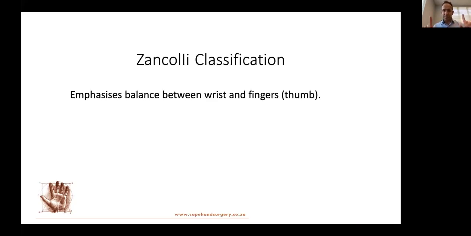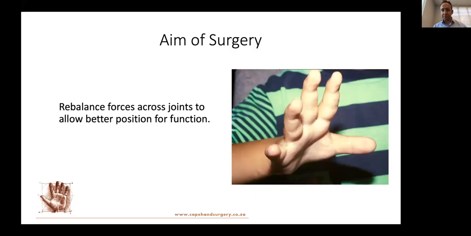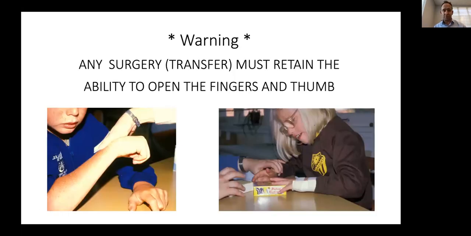And I'll quickly just take you through the options. So consider whatever we do with the wrist, we have to balance it with the fingers. So the aim of surgery is to rebalance the forces across the joint, in this case the wrist, to allow a better position for functioning. So whatever you do, you must get better finger function ultimately as well. And it's so important that you mustn't take away the ability. So if they can actively flex, and your surgery is going to take that away, you are going to do harm. And we're supposed to do no harm. So it's very important to maintain that flexion, so that we don't do too much.